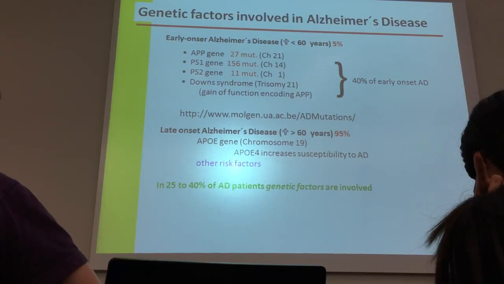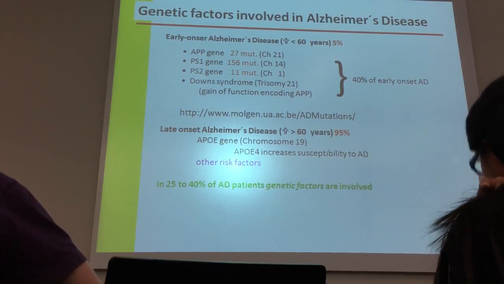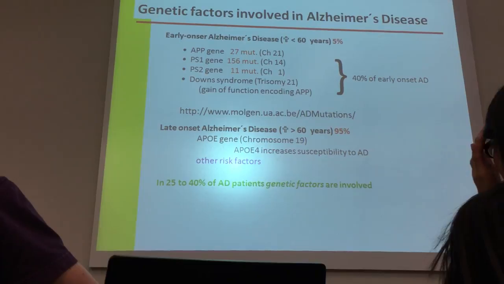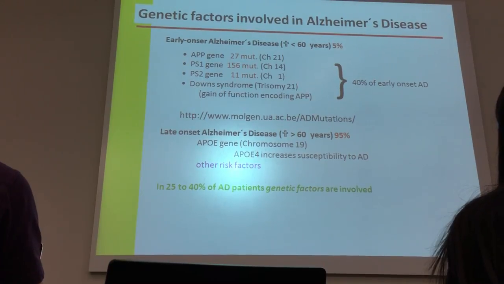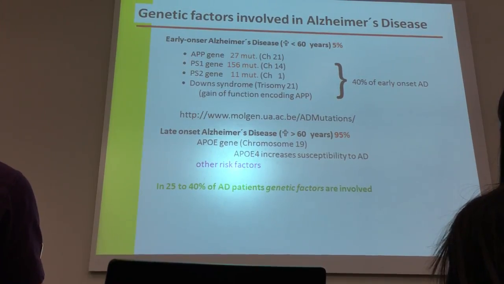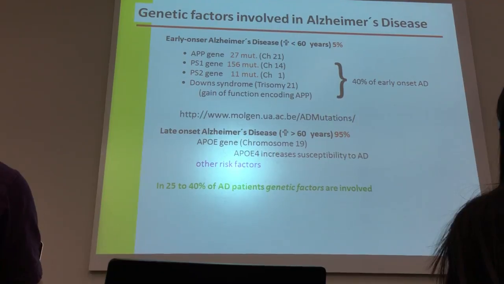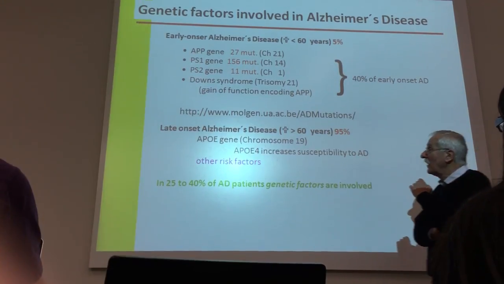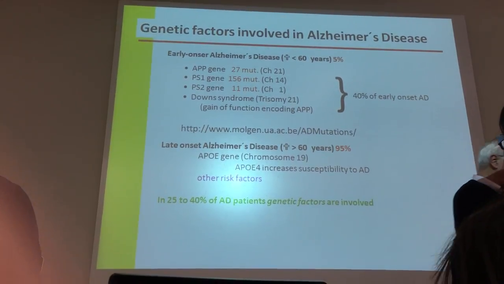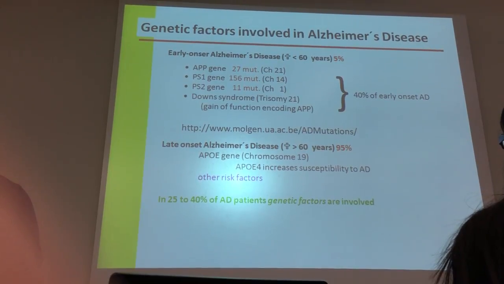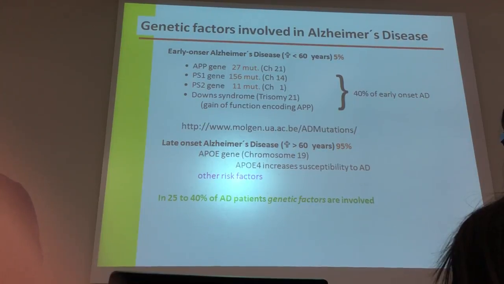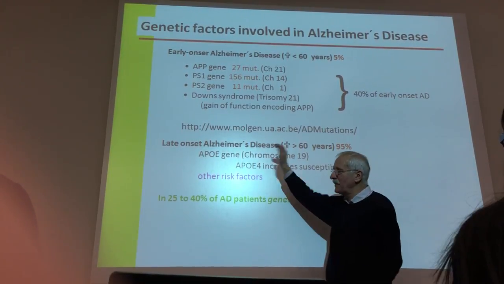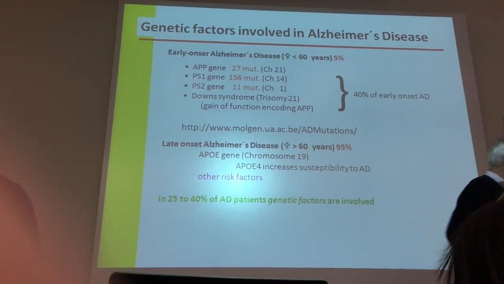So these are the familial forms, but in that case, only about 5% of Alzheimer patients, maybe with more detailed genetic analysis up to 10%, fall into this category of familial Alzheimer's disease. All the others are sporadic. And then you have another genetic factor which plays a role in the sporadic cases: mutations or polymorphisms in the APOE4 gene.